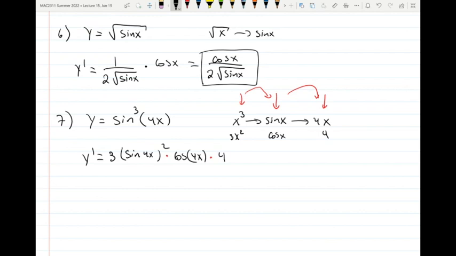Okay, so this way, even if you have 20 functions composed one inside each other, in one line you're gonna write down the derivative. Okay, now of course then you have to simplify and so on, but at least you don't have to worry about doing chain rule multiple times. We're doing it, but in this process we're doing it all at once. So we get 12 sine squared of 4x times cosine. Did you understand this?